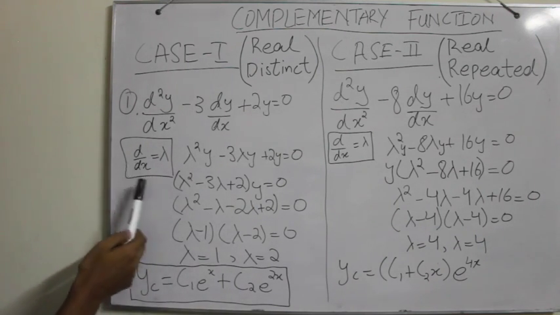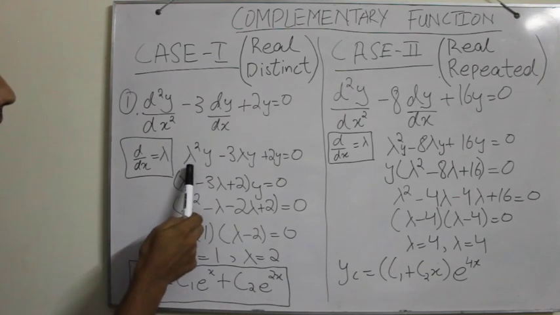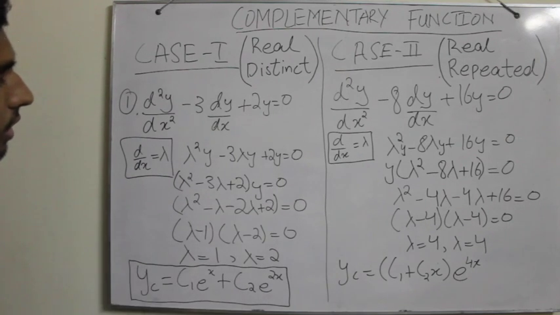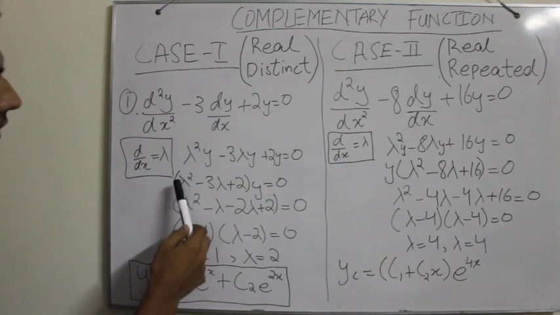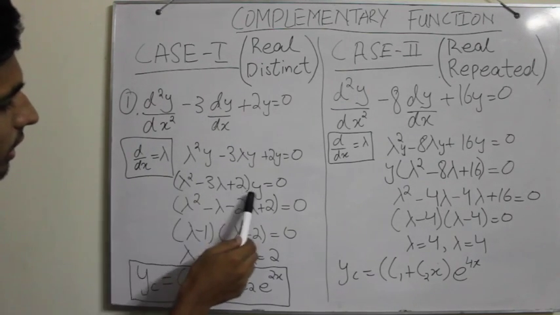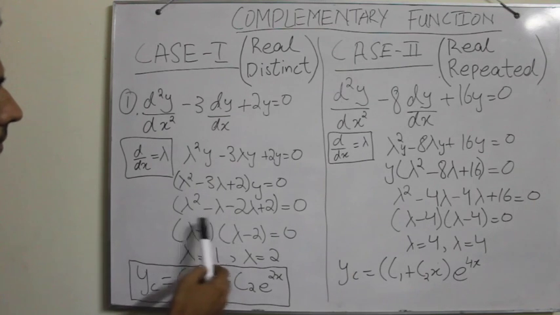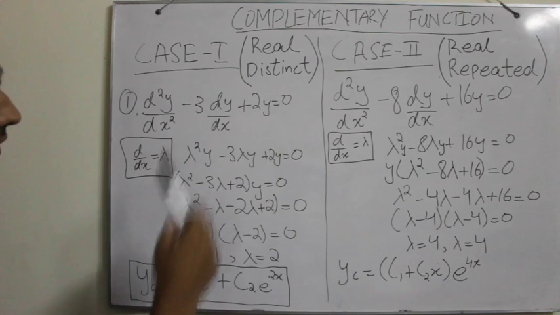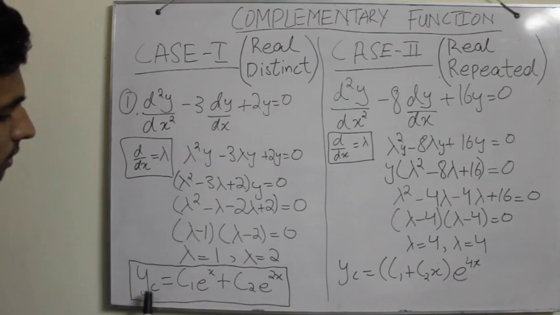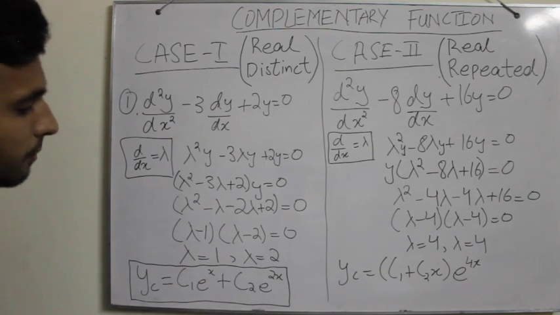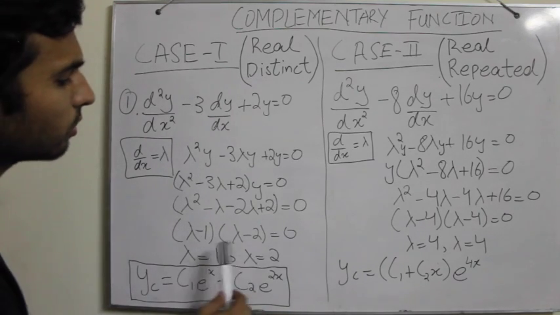Assuming the derivative with respect to x as lambda, we get this equation: lambda square y minus 3 lambda y plus 2y is equal to 0. Taking y common, we get the equation lambda square minus 3 lambda plus 2. Now we solve only this equation to get our roots. I solve this equation by middle term breaking and I get two roots, 1 and 2. These are real and distinct roots. So the formula for yc is c1 e to the power 1x, or just simply x, plus c2 e to the power 2x.